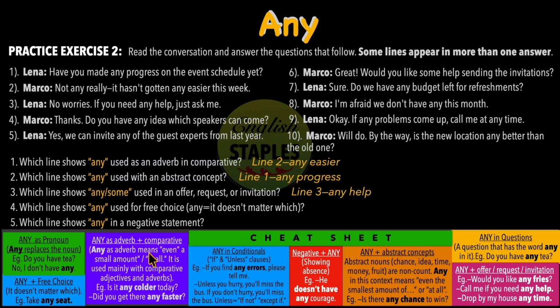And remember, you have the cheat sheet here that can help you. Which line shows any used for free choice? Where any means it doesn't matter which. So you can look down here and find free choice. Here's free choice. Any plus free choice. It doesn't matter which. Take any seat. Do you see that? Free choice. So this is an example of what free choice looks like. So in our passage, which line is free choice? What do you have?